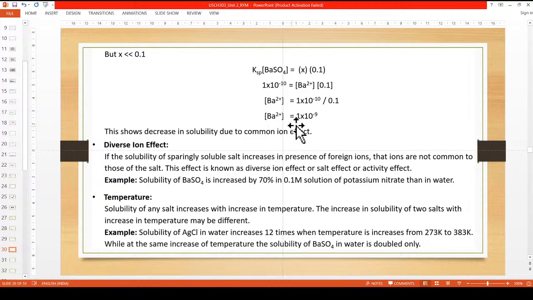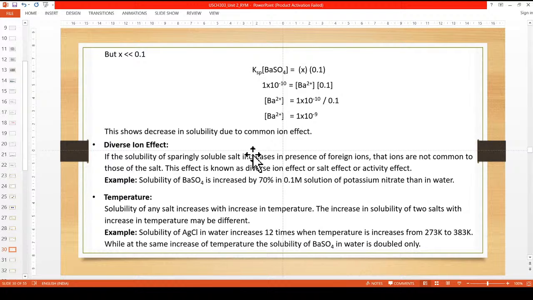The concentration of Ba2+ will become now 1 into 10 raised to minus 9. So therefore precipitation is facilitated. So what do common ions do? Common ions decrease solubility. Common ions decrease solubility means they facilitate precipitation.